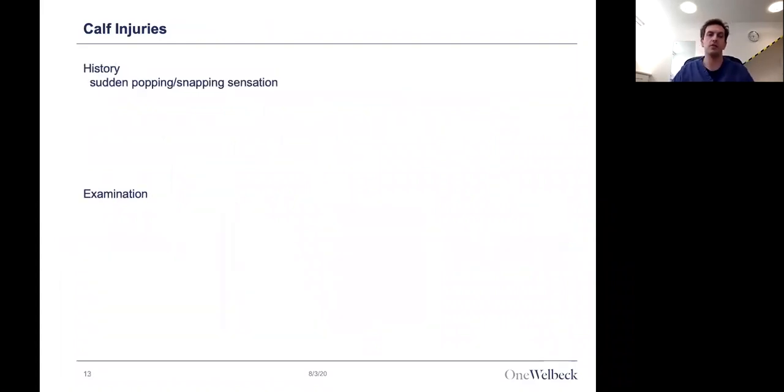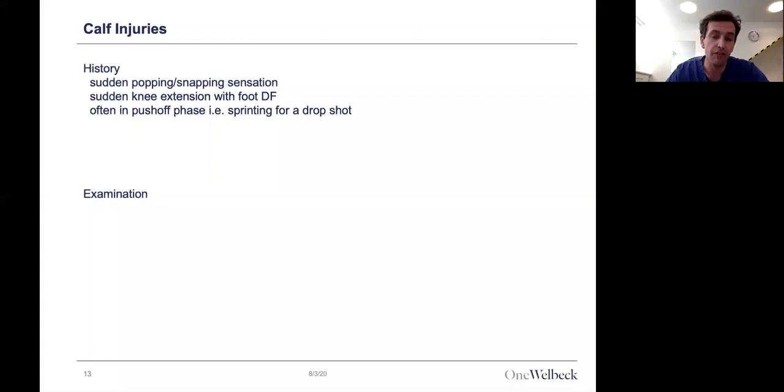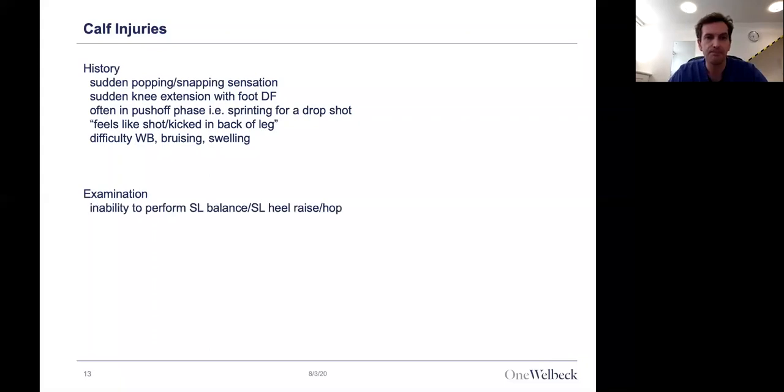So what are we looking for? The classic description is of a sudden popping or snapping sensation, often during sport, but not always. And the classic description is of a middle-aged, potentially overweight male on the baseline of the tennis court, and there's a drop shot and they sprint for it and they suddenly feel as if they've been shot or kicked in the back of the leg. Often they'll have difficulty initially weight bearing, and we may well see some bruising and swelling associated with that.